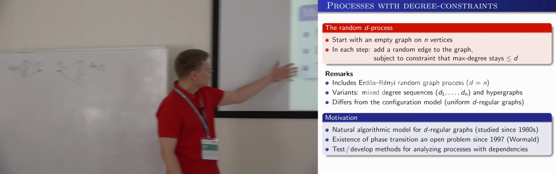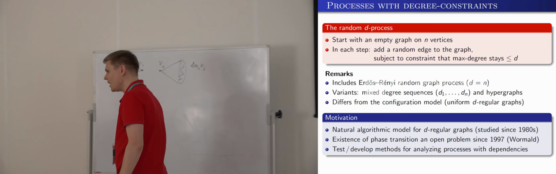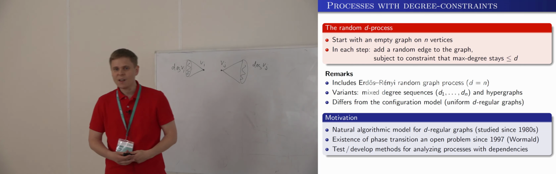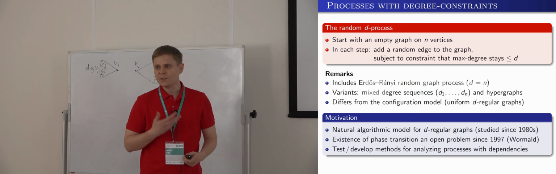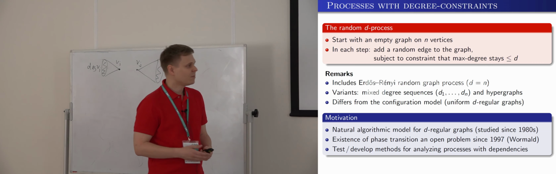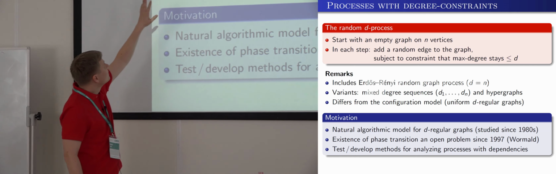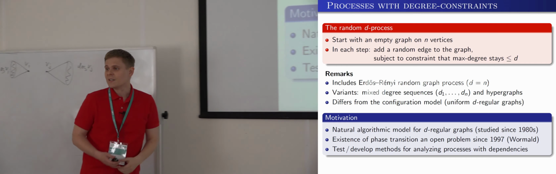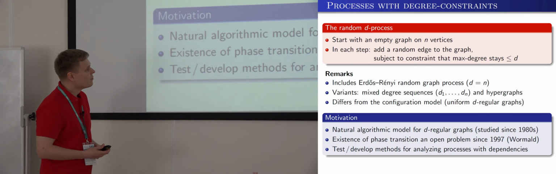A second motivation for this is maybe more of a technical nature. There's this very influential survey by Nick Wormald from 1997, which discusses in great detail how to use the so-called differential equation method for understanding the behavior of certain random graph processes. In particular, he asked about the existence of a phase transition in this random d-process in that paper. And I think this was one of the last open problems left over from that survey.